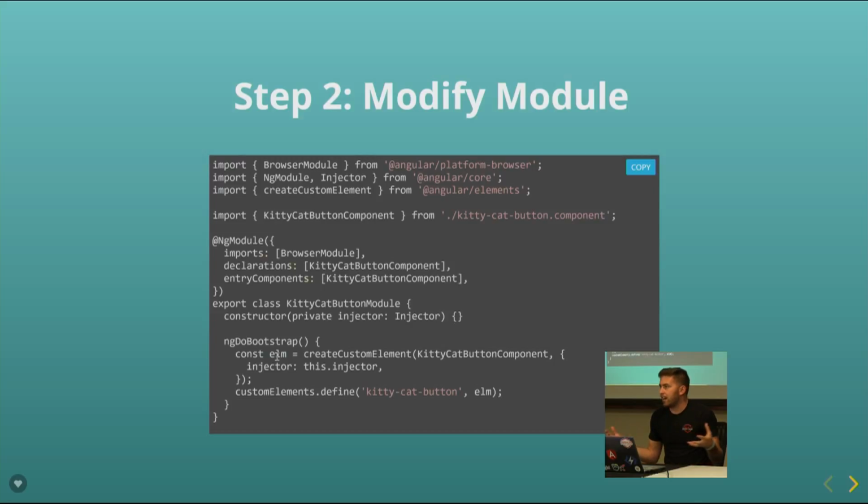But then we're going to define an element, so kitty-cat-button. So here, this is where the selector is important. This is what you're actually going to use when you are trying to consume this web component. And then we just pass it that element. So that createCustomElement really did all of the heavy lifting for us. It basically translated our Angular component down into web component logic.